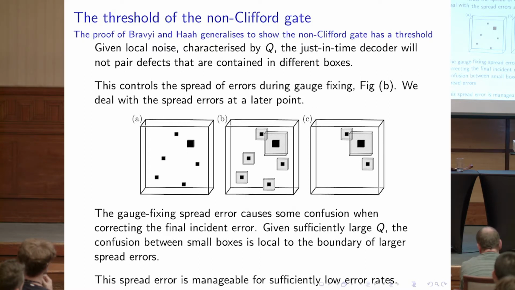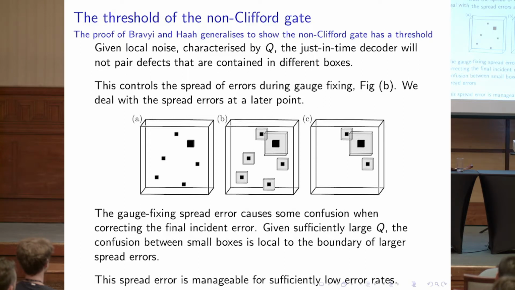The furthest apart these two defects can be is about the size of this block. So all of the defects in this block are going to be grouped together after a time that's proportional to the size of the block. So what happens when you run the just-in-time decoder is all the errors in these little blocks spread, but they spread by a factor that's proportional to the size of the block.